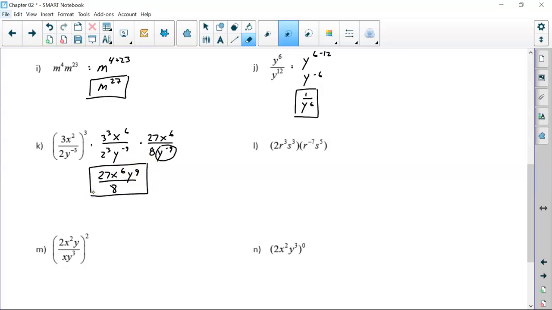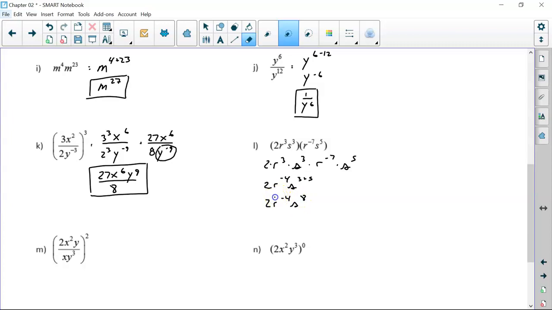For L, everything's multiplied here. It's 2 r cubed times s cubed times r to the negative 7th times s to the 5th. We can get rid of the grouping symbols. Everything's being multiplied. Multiply your constants first. 2, that's all we have. Now for the r's, multiplying powers of the same base, we add. 3 plus negative 7 is negative 4. S, 3 plus 5, so we get 2 r to the negative 4th, s to the 8th.